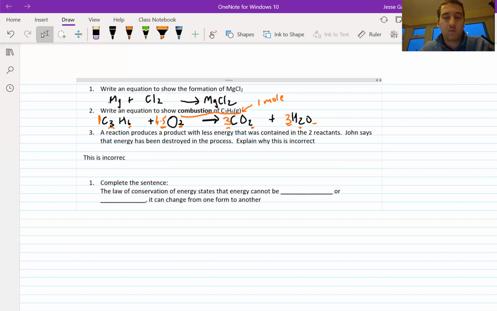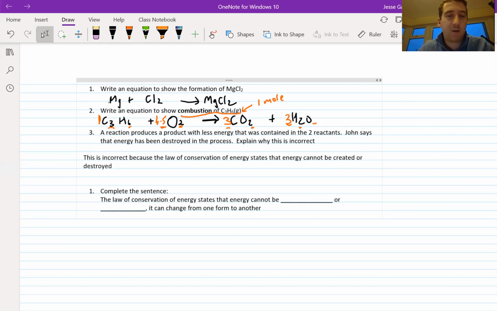Well, we've broken something because the energy did not get created or destroyed, did it? So because the law of conservation of energy states that energy cannot be created or destroyed. So it has to be wrong.